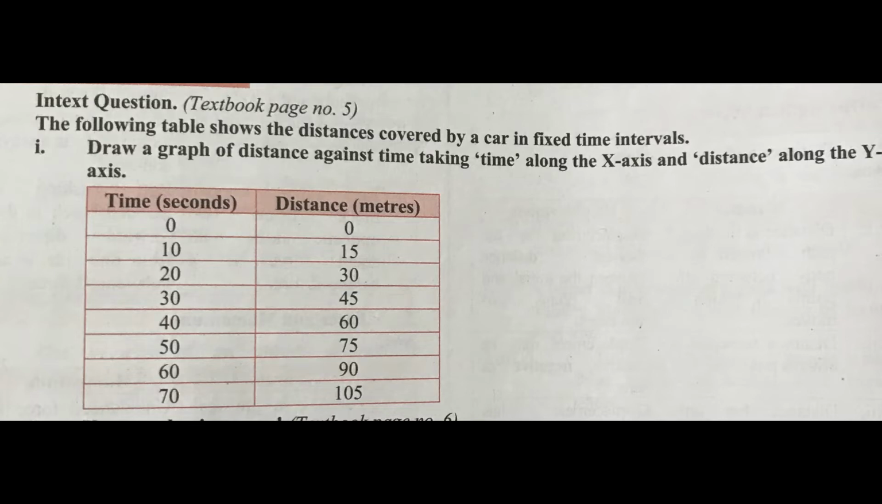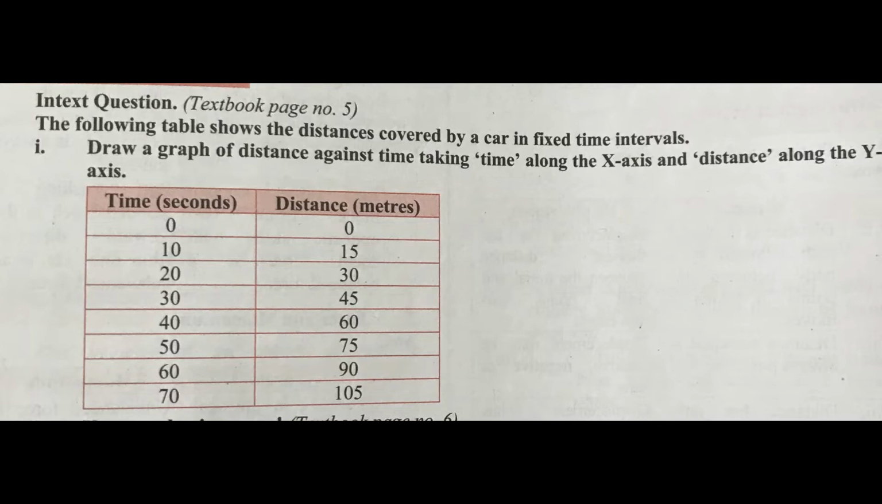Now what do you mean by uniform motion? If an object covers equal distances in equal time intervals, it is said to be moving with uniform speed, or uniform motion. In the table you may see in the first 10 seconds what is the distance traveled? 15 meters. 20 seconds, 30 meters.